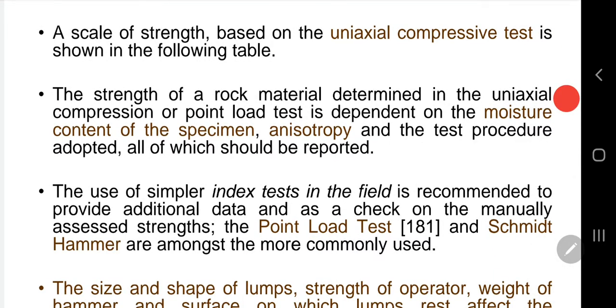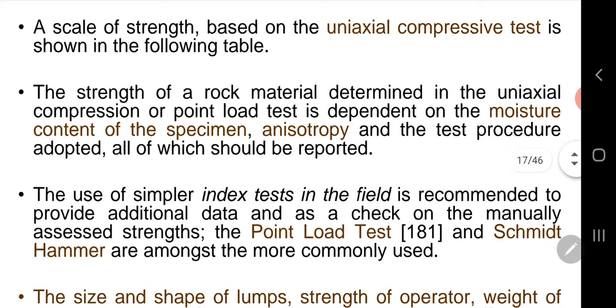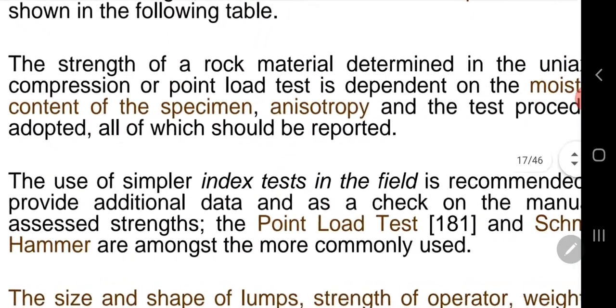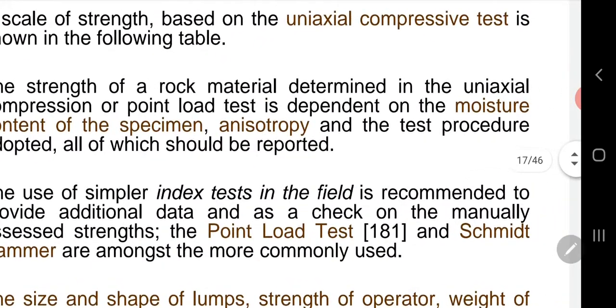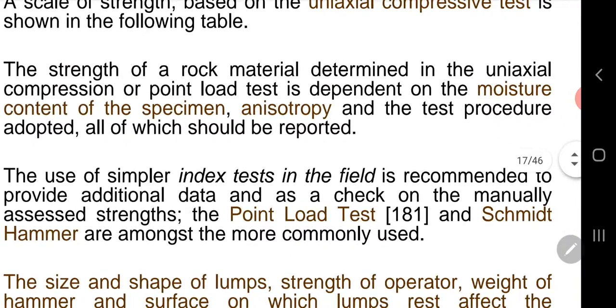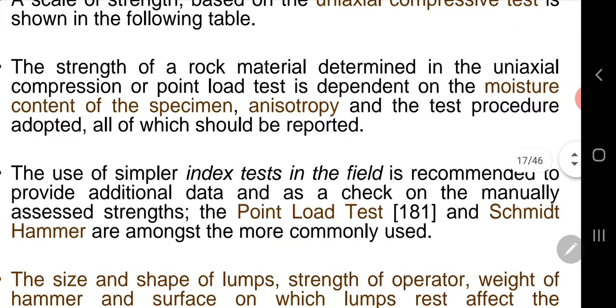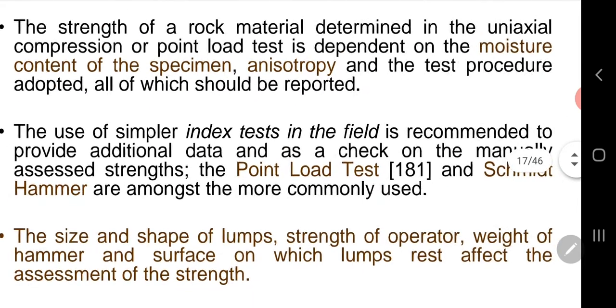Okay, what are the factors affecting? You can read the second statement here. The strength of a rock material determined in the uniaxial compression or point load test is dependent on the moisture content of the specimen and isotropy and the test procedure adopted. So when you do the testing, you need to report all of this. It is possible for all of you to record the initial moisture content of the specimen, and then you record how you place the specimen on the machine, and of course you need to detail out the test procedure you adopted during the testing period.